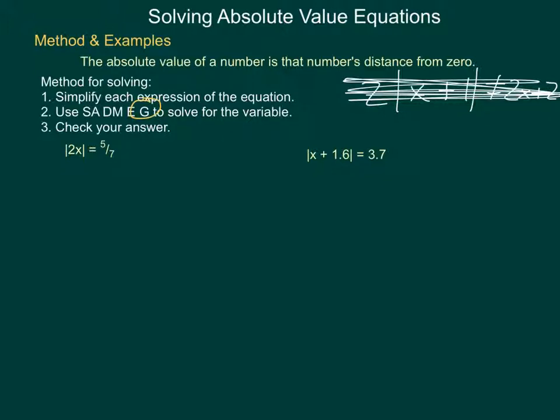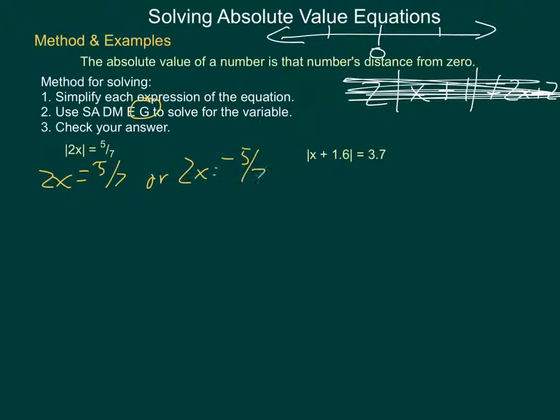So applying this idea that it's distance from zero, if I were to take a number line and put 0 in the middle, where could I be 5/7 away from it? Well, that could be a positive 5/7 or a negative. So now that I have my group isolated, I am going to apply that concept. So 2x will equal 5/7, or 2x will equal a negative 5/7.